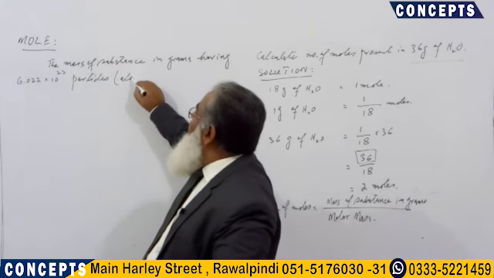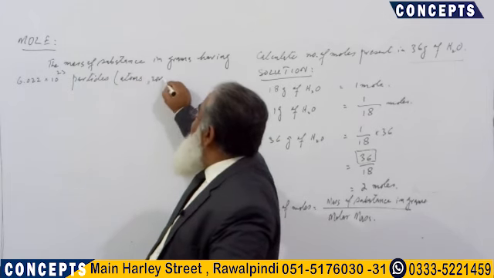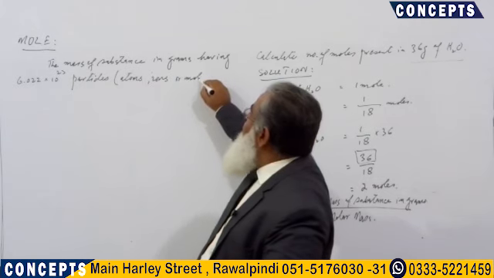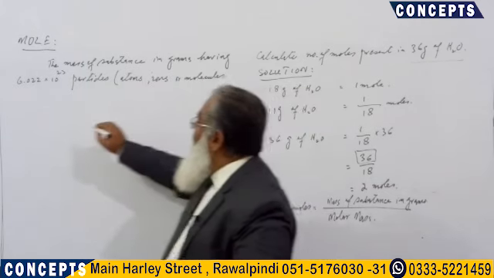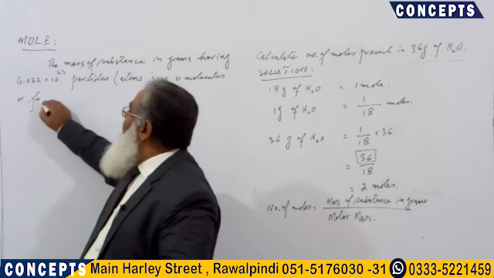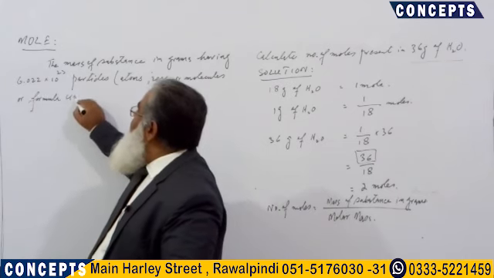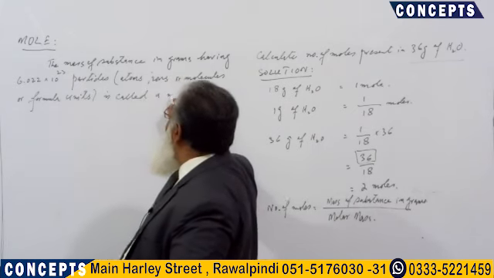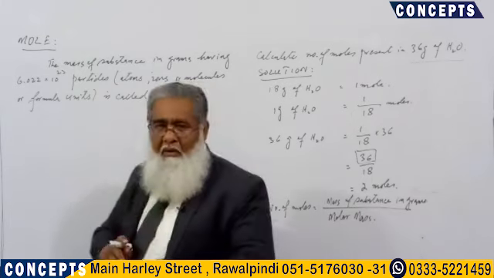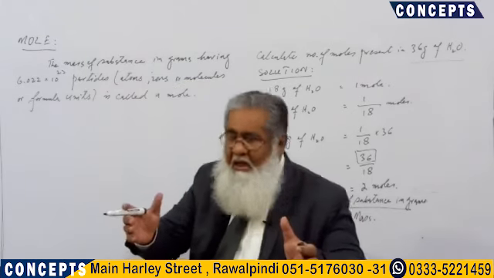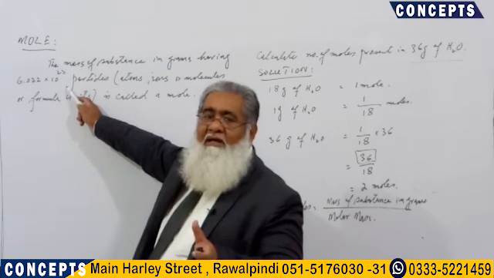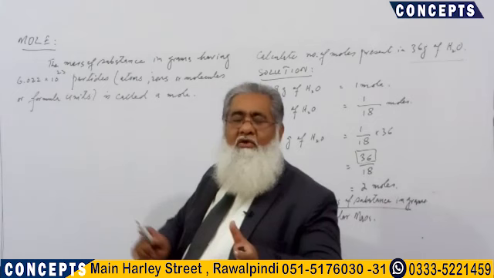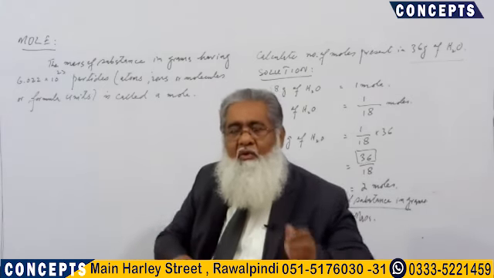These particles may be atoms, ions, molecules or formula units. That means if we have a substance having this much number of atoms or molecules or ions or formula units, that quantity in grams will be equal to a mole.